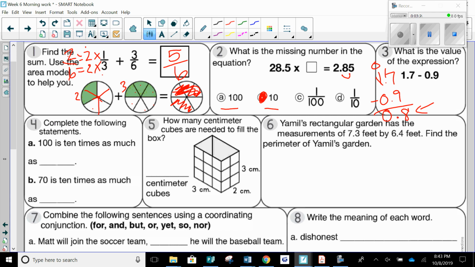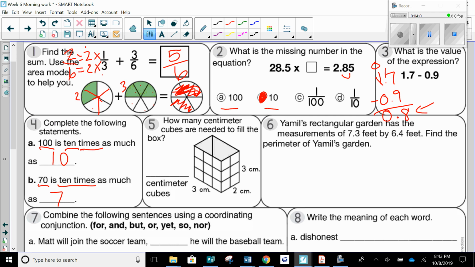Okay, number 4, it says complete the following statements. 100 is 10 times as much as what? If I look at this, I actually have 2 numbers in this statement. I have 100 and I have 10, and I have the word times. So 10 times something is going to give me 100. Okay, so 10 times 10 will give you 100. The same thing with down here. I have 70, and it is 10 times as much as something. 10 times something is going to give me 70. Well, 10 times 7 will.